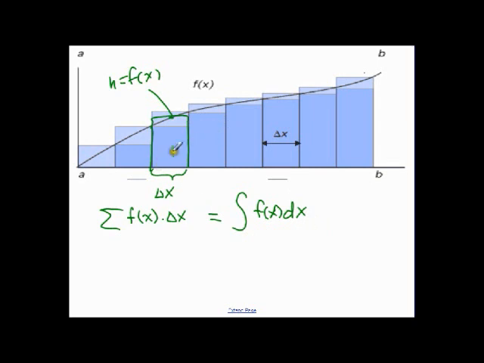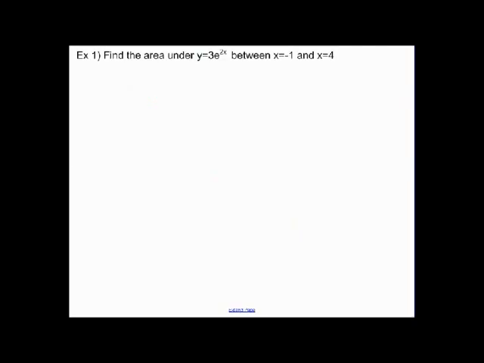Okay, so this is the area, and I notice that this has bounds, and we want a numerical answer because we want the area to be a number. So this is actually going to be the integral from a to b of f of x dx. Okay, so that's going to be the area under the curve. Now let's try applying it a couple of times.